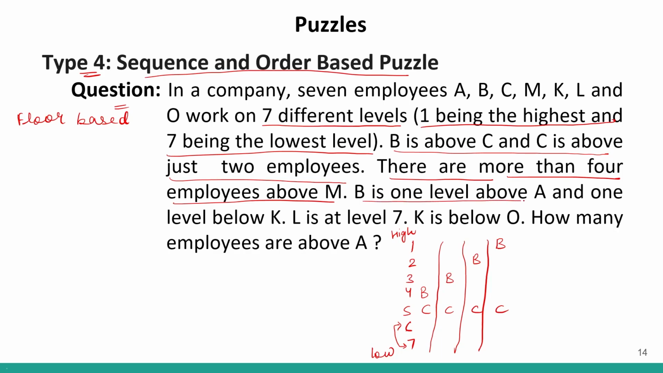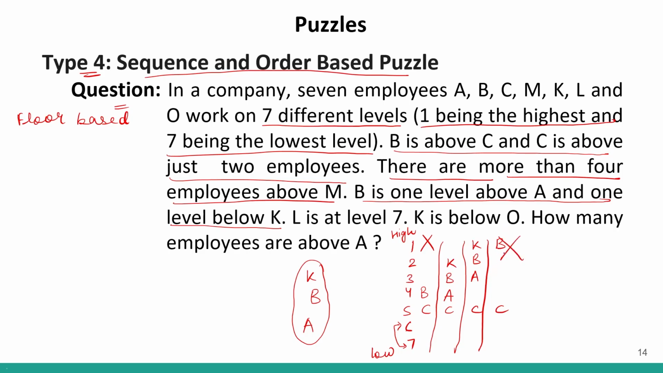B is 1 level above A and 1 level below K. So B is 1 level above A and 1 level below K means these 3 will come together. K, B, A will come together. So this possibility is eliminated because we do not have any position after B. Over here I can place K and here I can place A. So this is possible. Over here also I can place K and I can place A. So this is also possible. Coming back to possibility number 4, we do not have any position above B. Therefore, this one is also not possible.